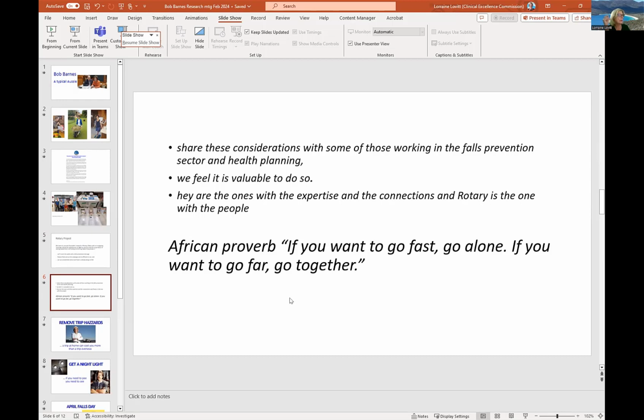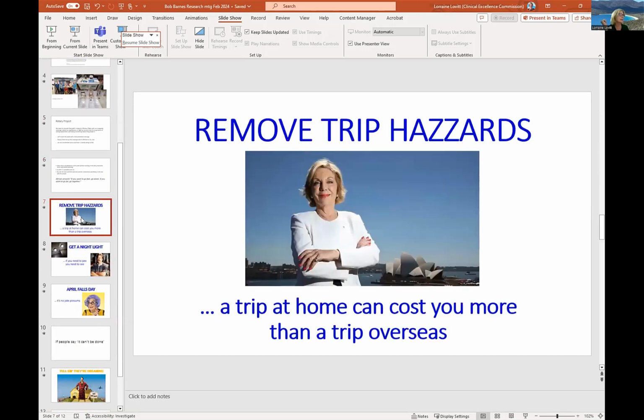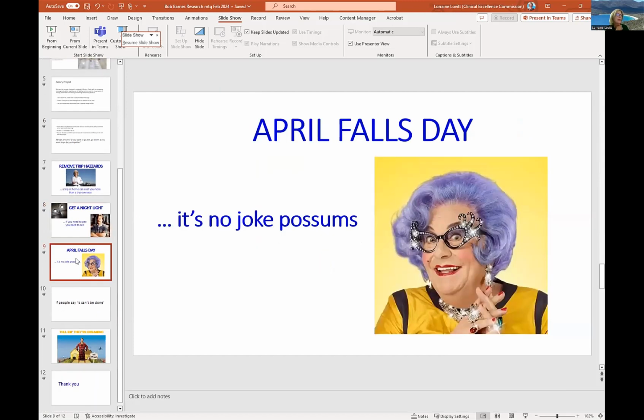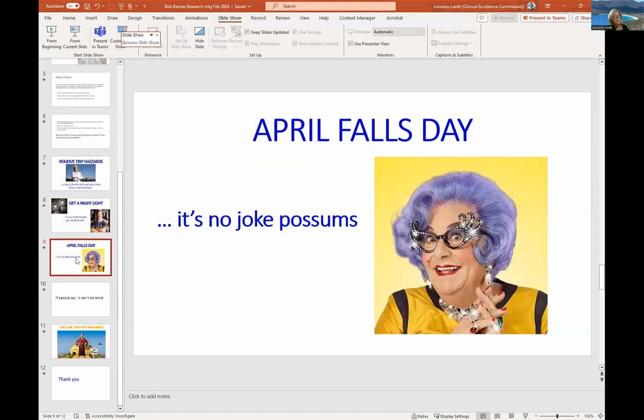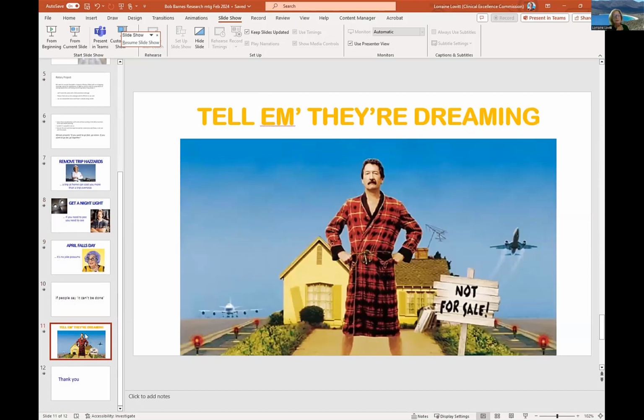And his favourite saying is, if you want to go fast, go alone. If you want to go far, go together, which is an African proverb that you've heard. But I had to laugh, and I put these in just for some of the things that he was throwing to us. Remove trip hazards. A trip at home can cost you more than a trip overseas. And he's looking at prominent people who can make these kinds of statements. Get a night light, you need to see. He's coming up with lots of different things. April Fools is no joke, possums. And if people say it can't be done, tell them they're dreaming.